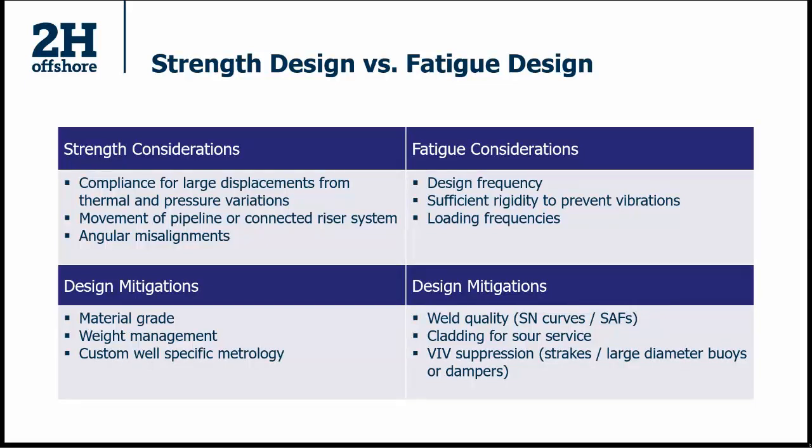the jumper should be compliant enough such that it can tolerate these different movements. Also, you cannot install the jumper perfectly aligned, so there are going to be some misalignments in your connectors, in your end connections, and the jumper is going to see some displacements at the end, and it has to be able to withstand these. Generally, the design mitigation used for strength typically includes choosing a good material grade such that the stresses in your connectors and your pipes are less than the design capacity or the yield capacity.